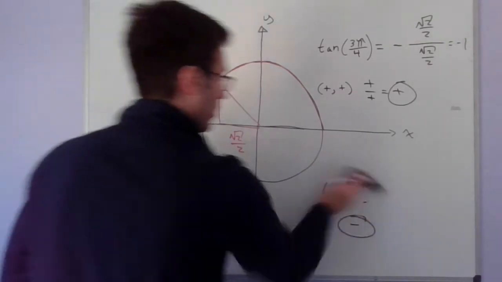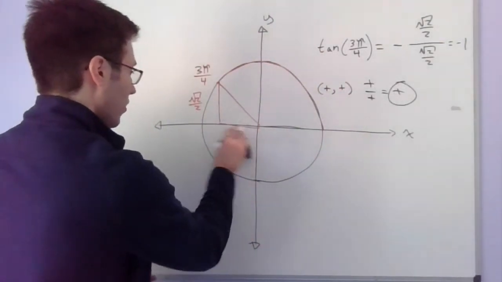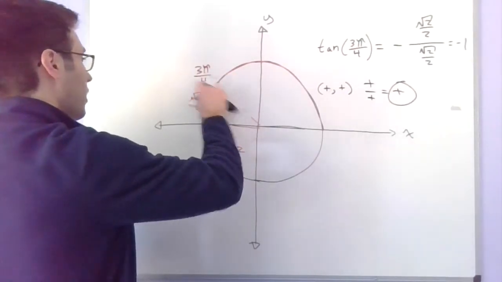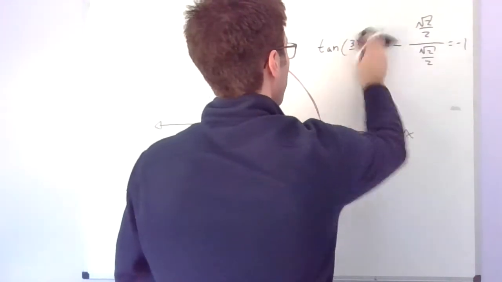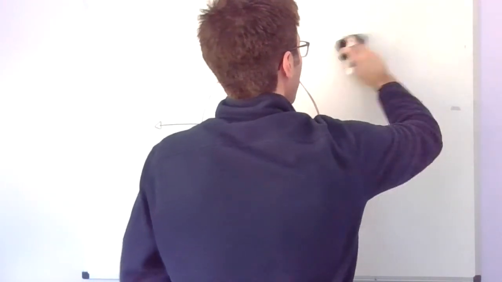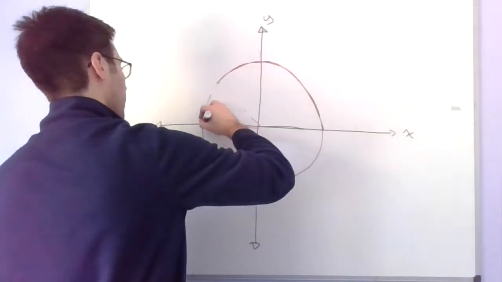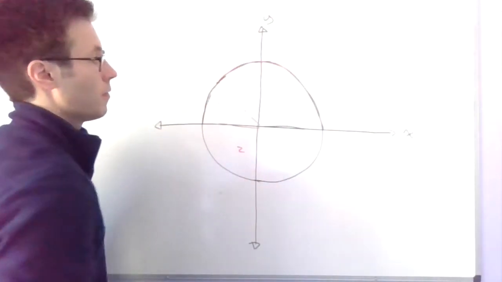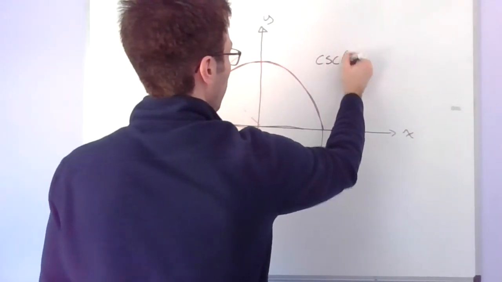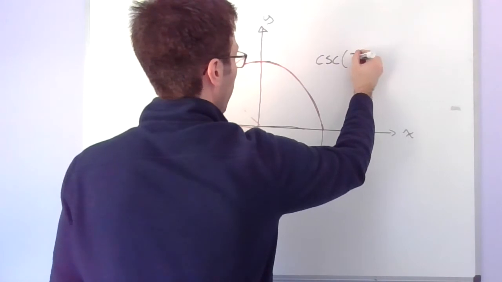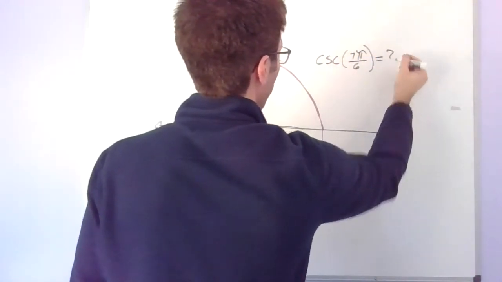Let's think about another example. Now, a lot of times we're not given the circle. Let's keep the circle. I don't want to redraw it again. All right, let's say, what about cosecant of 7 pi over 6? Let's say we're wanting to figure out what that is equal to.